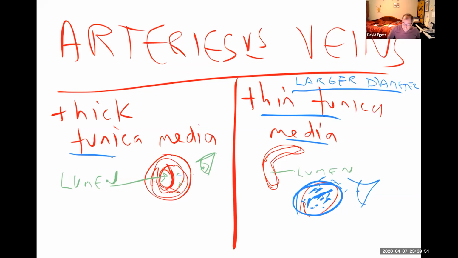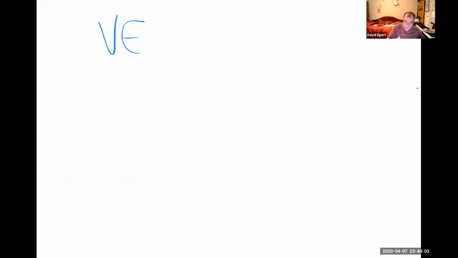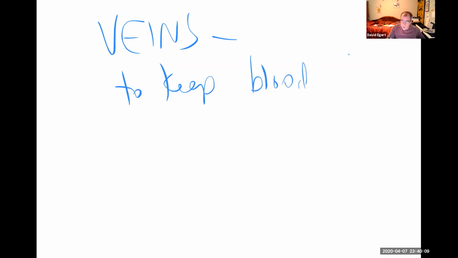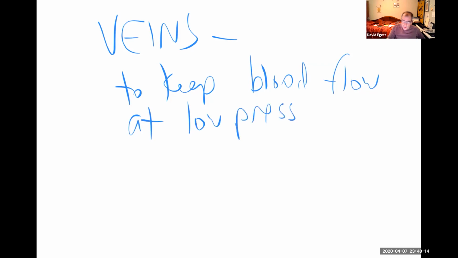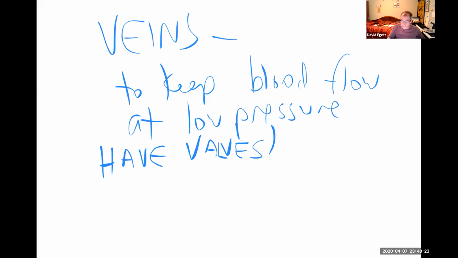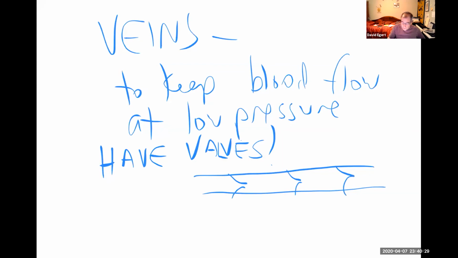Let's just finish up veins here. So to keep blood flowing at really low pressure, they have valves. These are little one-way valves, so the blood can move one way, but it can't get back.